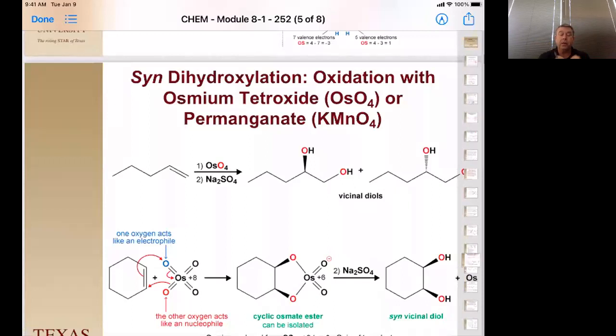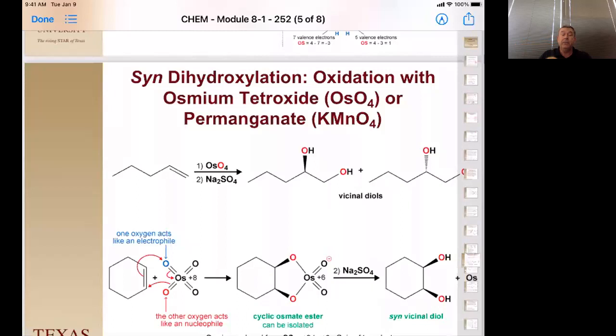And it reacts with alkenes to give what are called vicinal diols, meaning you have an alcohol on the 1 carbon and an alcohol on the 2 carbon. That's a vicinal diol. The way in which the osmium tetroxide reacts with the alkene is that it adds across the double bond, giving you this cyclic intermediate. That's actually isolable. You can make that complex and it's stable.